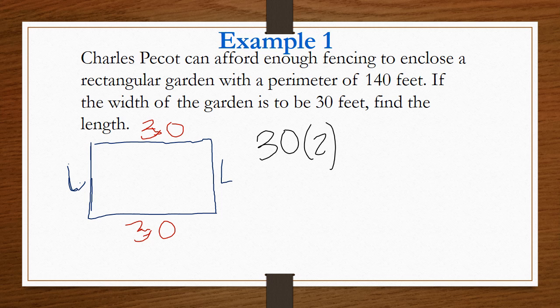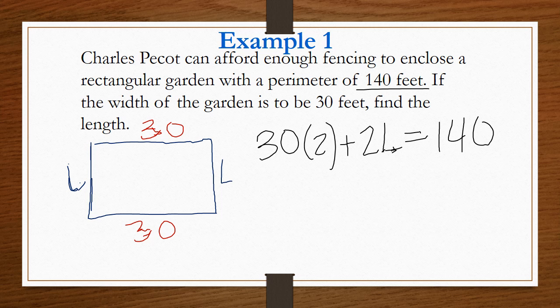Okay. How many L's do I have? 2. So again, I'm a lazy mathematician, so I'm going to write 2L. And I know that together my perimeter equals what? 140. Boom. I just made an equation. And now I just got to solve for L.